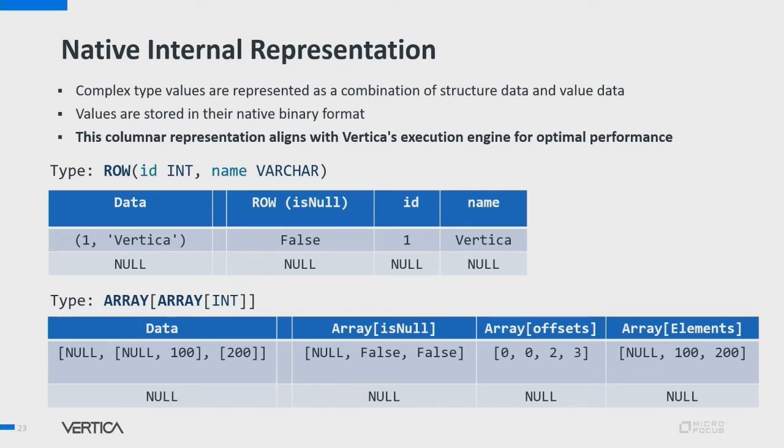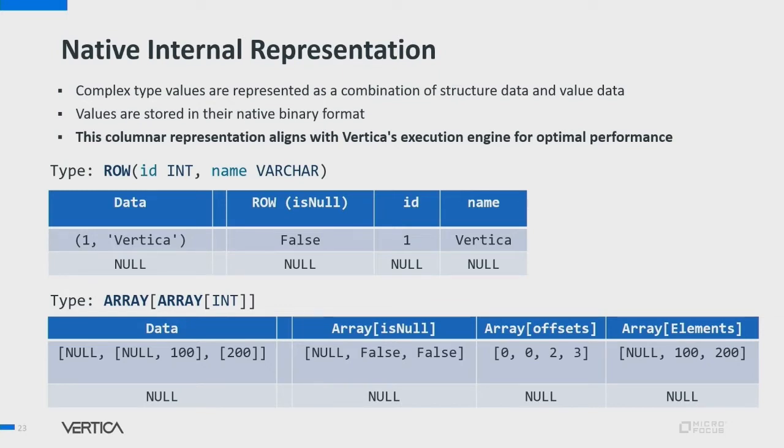Because a null row is a distinct value from a row with all null fields. In addition to that, there would be one value column for each field of the row value. So in this example, we have a row with two fields, ID and name. We have two columns for the ID and name respectively, and we have the structure is null column on top of that. If you have an array complex type, then we have more structure data columns.